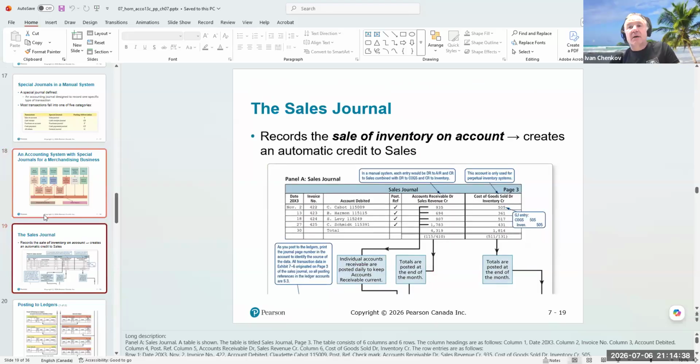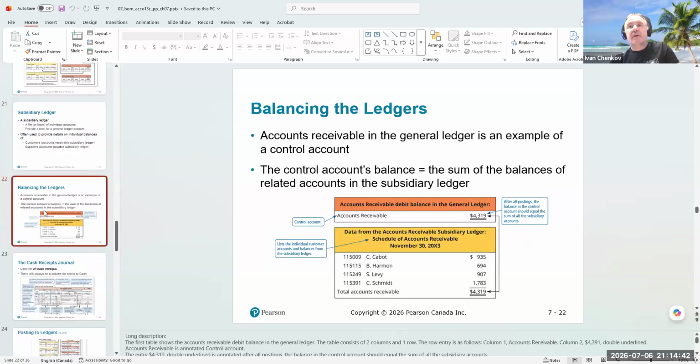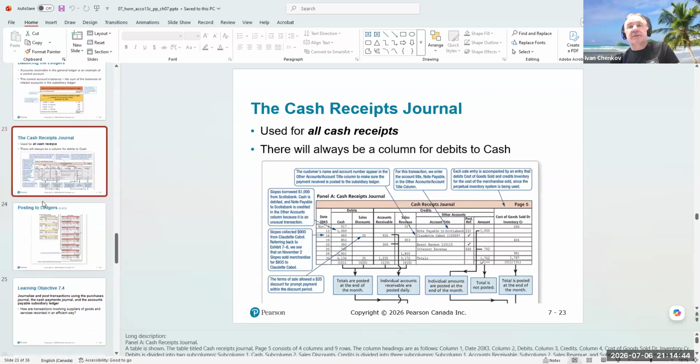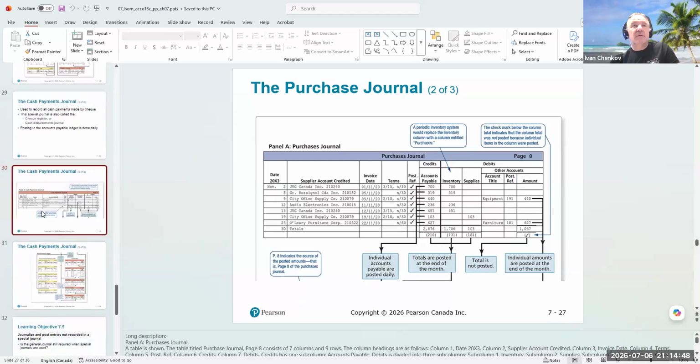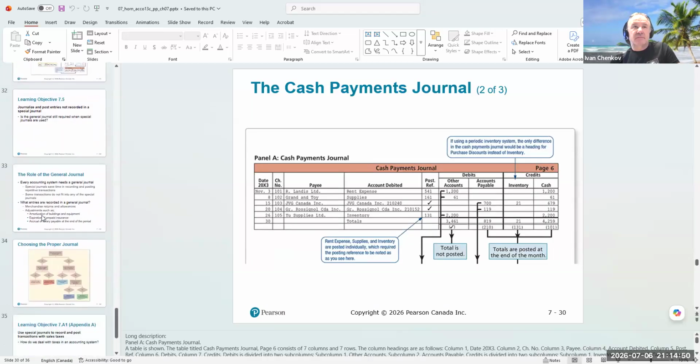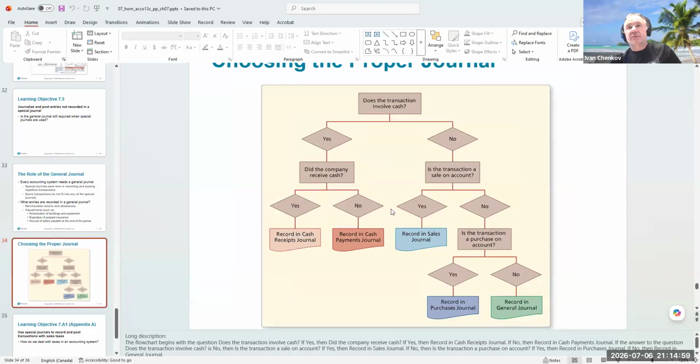Next time, we're going to see how the sales journal works, how the cash receipt journal works, how the purchase journal works, and how the cash payment journal works. This is about how we're going to choose, what we're going to choose, and how to identify the transactions. Once you see the transaction, you're going to ask, is there cash involved or not?